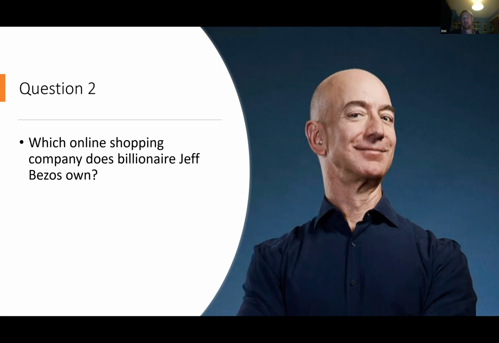Which online shopping company does billionaire Jeff Bezos own? You'll see a picture of him there, looking every inch a billionaire, smug in the only way you can when you're capable of buying the entirety of Tanzania. Which online shopping company does Jeff Bezos own?